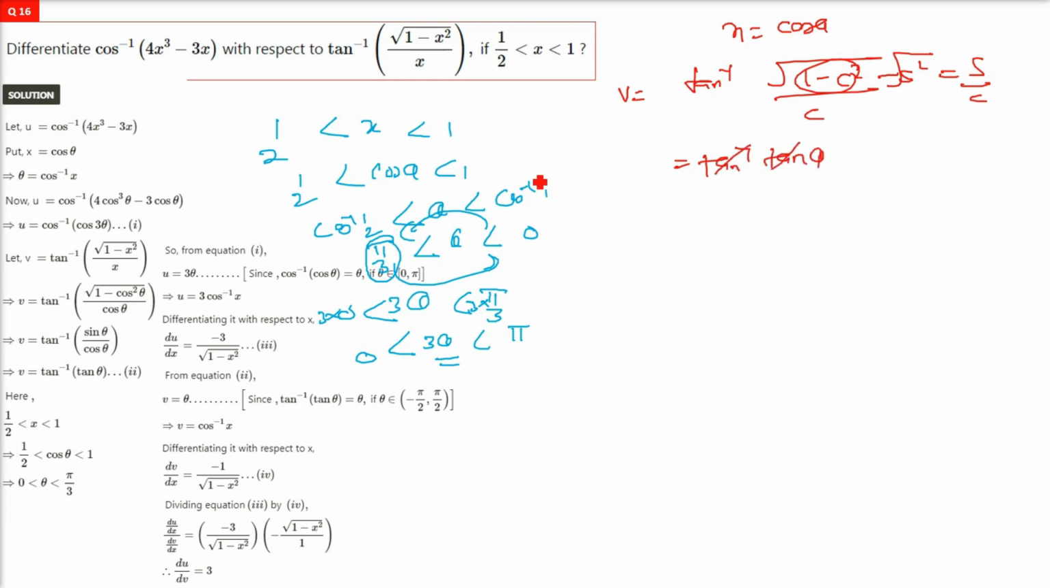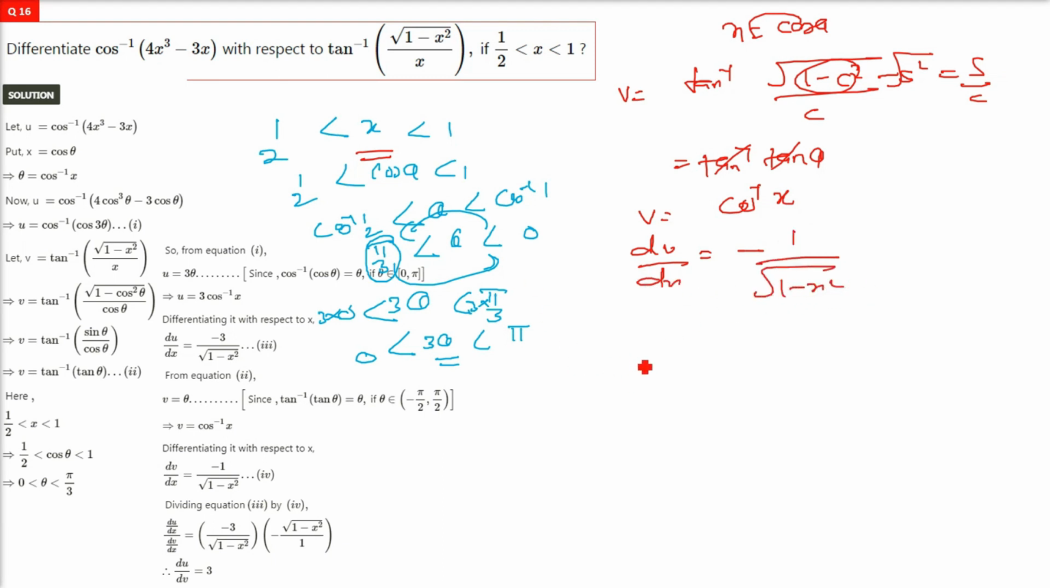Tan theta. Theta we have already checked, between pi by 3 and 0. We have no problem, we already checked. This is already done, so we can directly go ahead with the solution now. V is theta now. Theta is nothing but cos inverse x. So just write cos inverse x. And differentiation of cos inverse x is minus 1 by under root 1 minus x square.